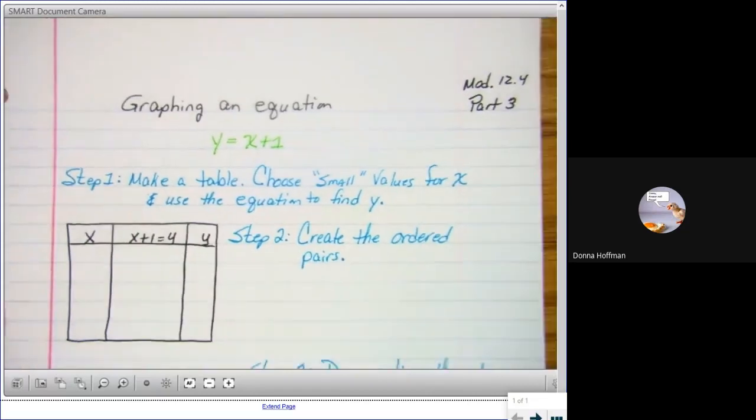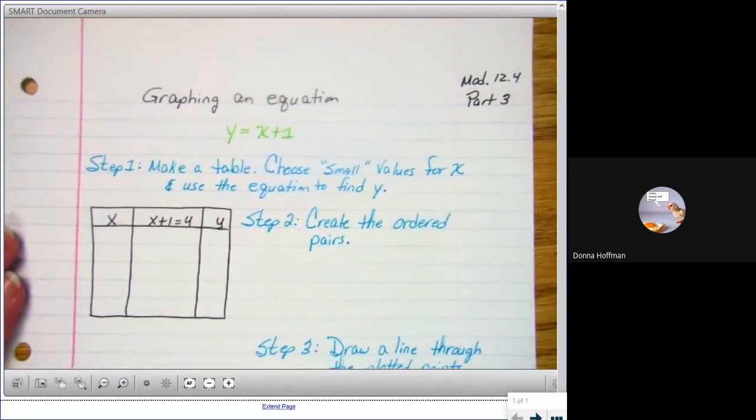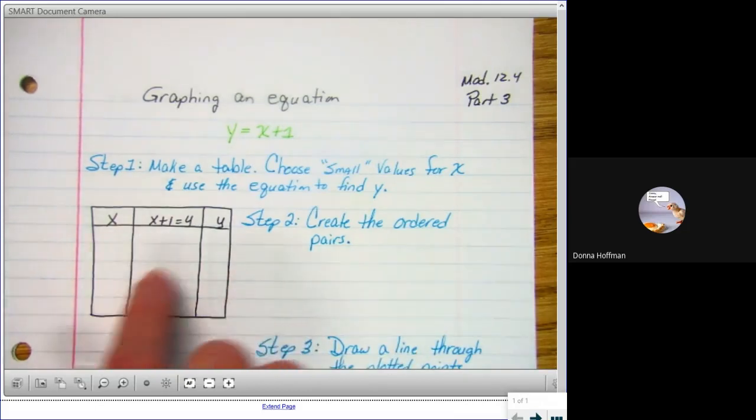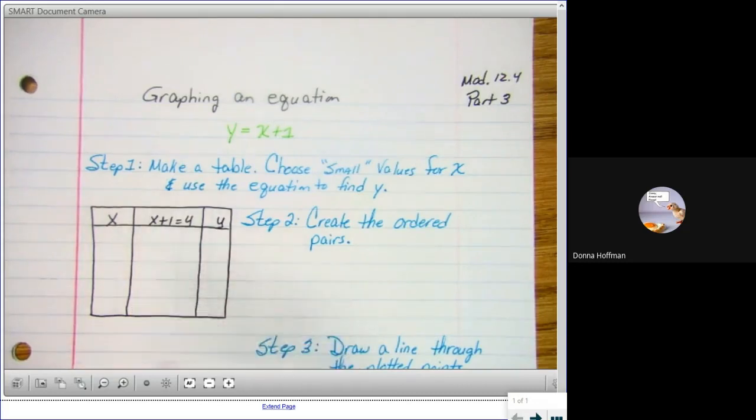Okay, so step 1 is you're going to be making a table, and you're going to choose small values and use them for the equation to find your y. Now, when I tell you choose, yes, I'm pulling those numbers from my head. You can pick any set of numbers you want, but I strongly suggest always use the smallest values. Try to avoid 0, but always use the smallest values. Okay? So that's what you're going to write. You're going to set up a table, and I have 1, 2, 3, 4, 5 lines in the table.